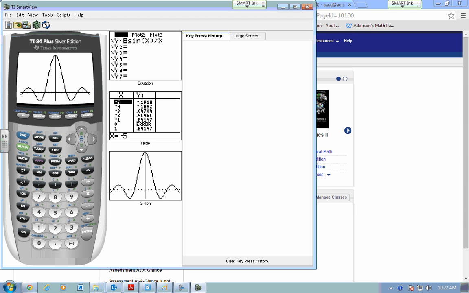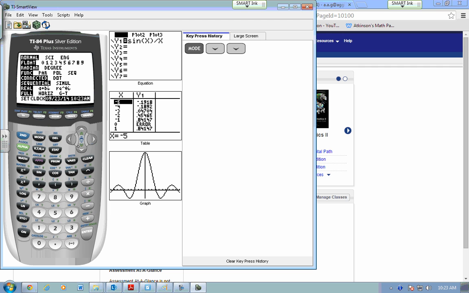First thing, my calculator is in the wrong mode. Would everyone hit that mode button and make sure on the third line that degree is highlighted. Mine has radian highlighted, so I'm going to go down and make sure degree is highlighted. I just pushed enter on it. Oops, it didn't work. Make sure degree on that third line is highlighted.